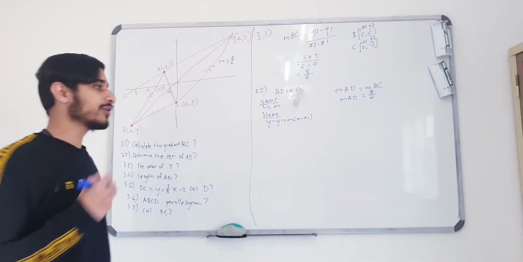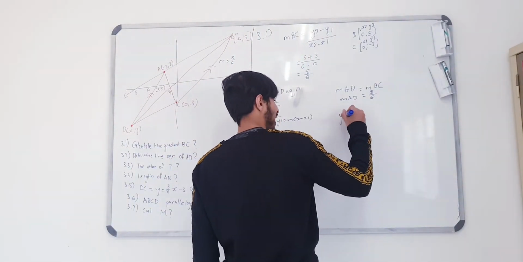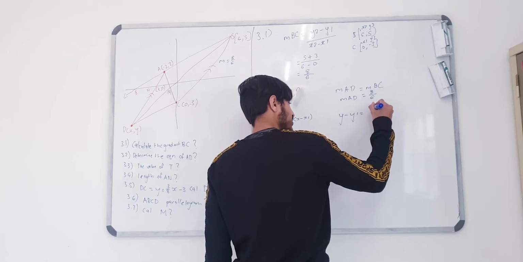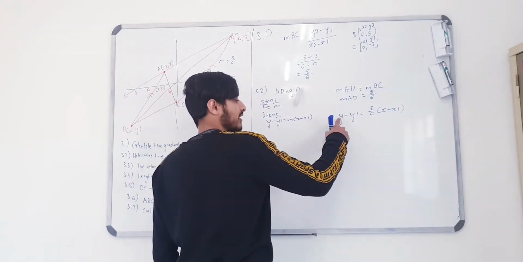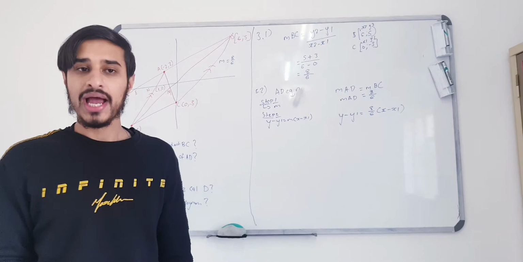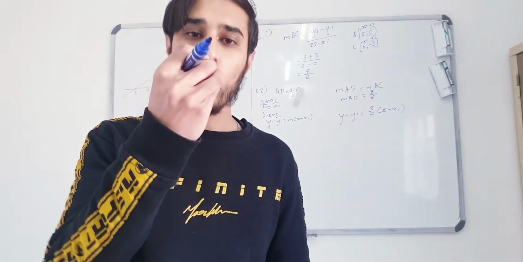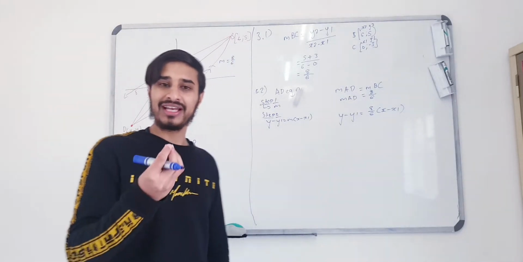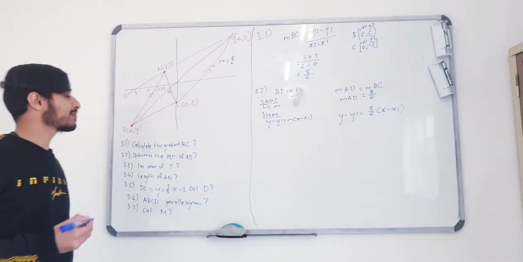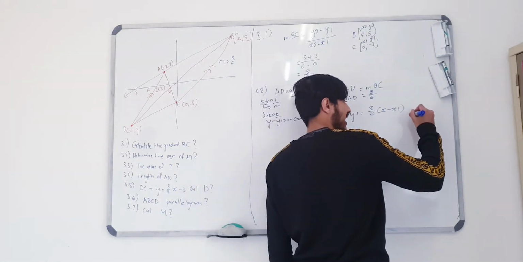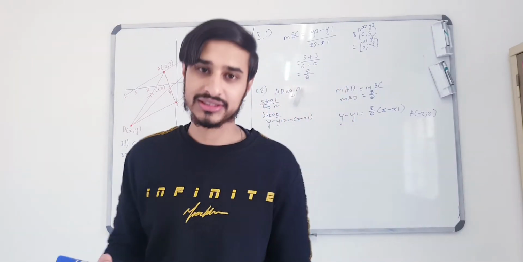Now that you've got your gradient, you take y minus y1 is equal to, in place of m you put 8 over 6, all times x minus x1. Now in place of y and x you do not put anything, but in place of y1 and x1 you need to put a coordinate that lies on that specific line. So which coordinate lies on this line? We can see that A lies on that line, right? Minus 2 and 2. Lovely.